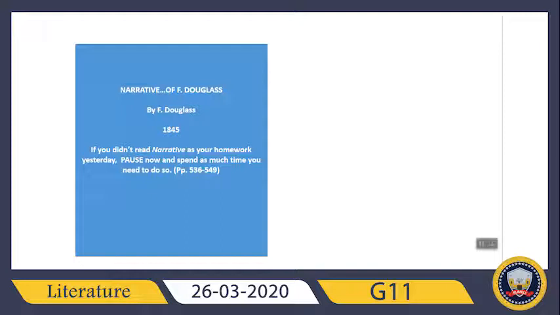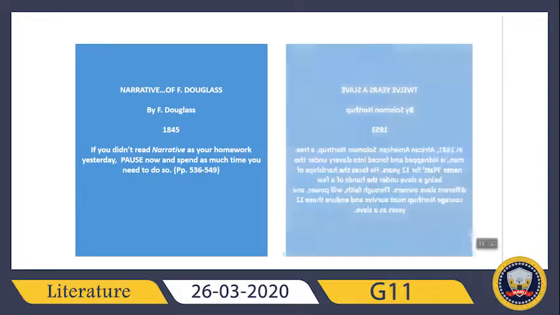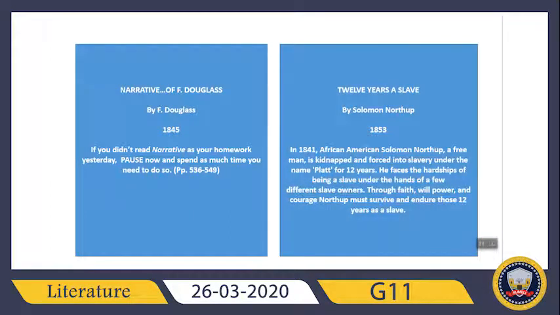Okay, and if you are done reading the narrative of Frederick Douglass, I'm happy to introduce another narrative to you. 12 Years a Slave. I think you've heard about this one. At least I hope you've heard about the movie which was made in 2013 based on this book. Both of them were written in the 19th century. You see, Douglass wrote and published his book in 1845, while Solomon Northup wrote his book in 1853, just a few years after Douglass.